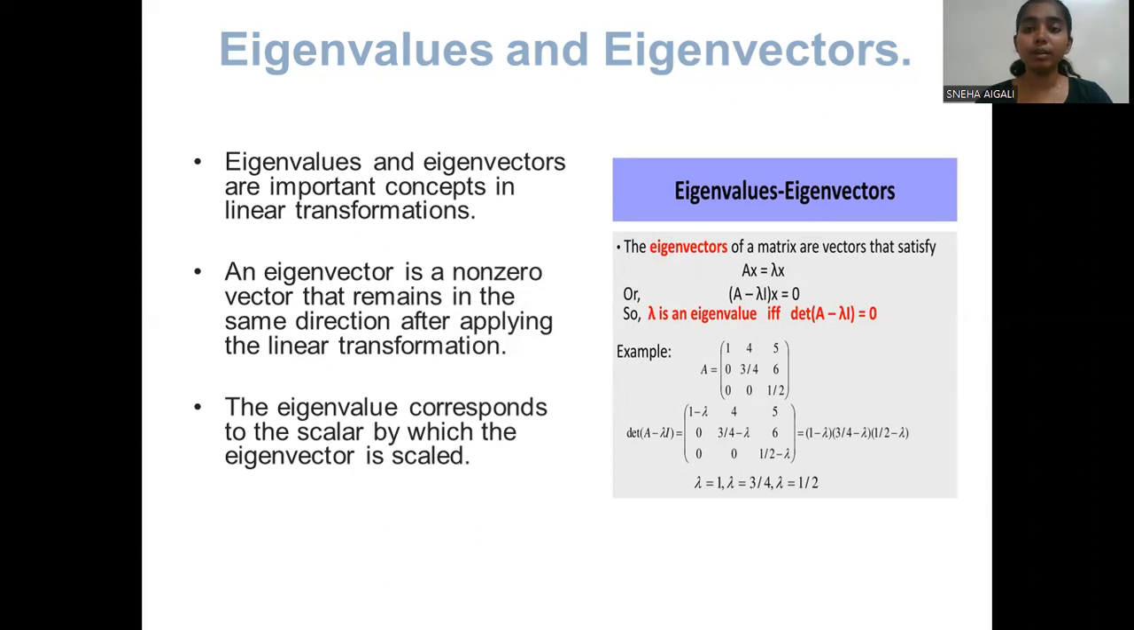The eigenvector of the matrix are vectors that satisfy Ax = λx, or it can be even represented as (A − λI)x = 0. So, λ is an eigenvalue if determinant of A − λI is equal to 0. For that, you have an example below.